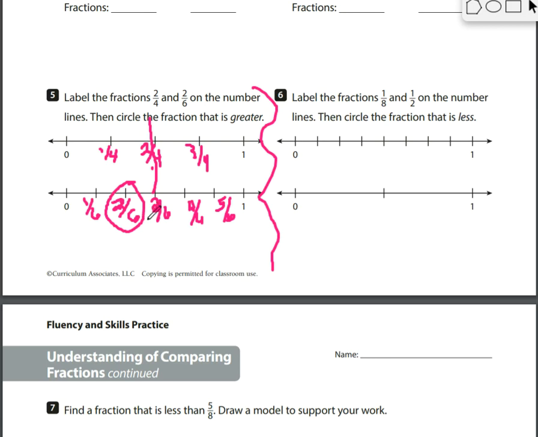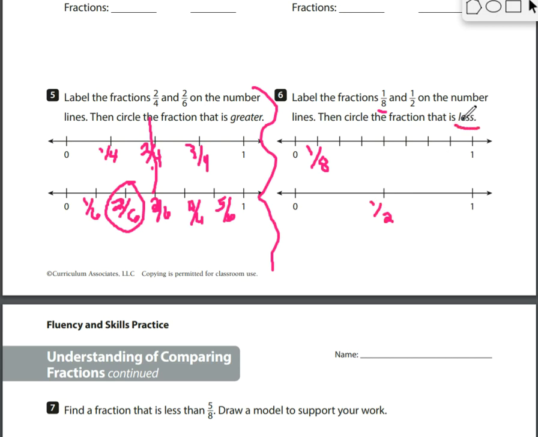All right, we're going to do the same thing for number 6. We're going to label 1/8 and 1/2. Okay, so here's 1/8. I'm going to only label the 1/8 because unfortunately, if I try to label everything else, all my numbers will run into each other. Now it's only asked me for the 1/8, so that's okay. And then 1/2.